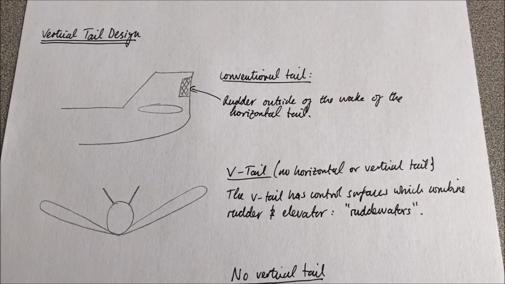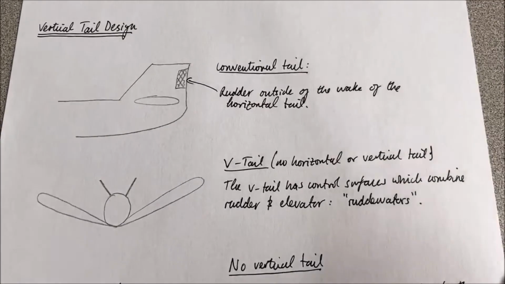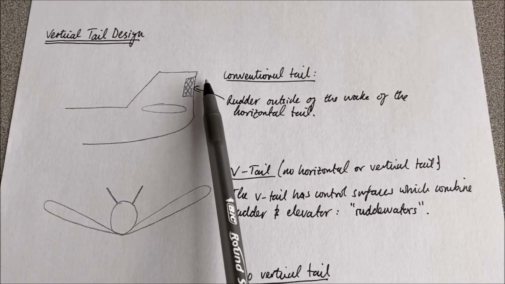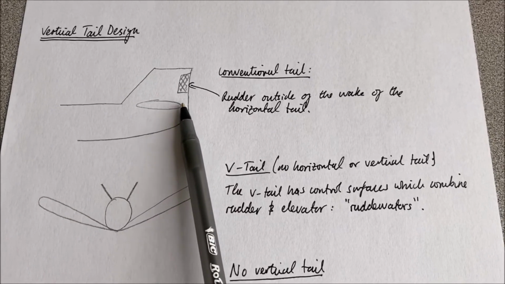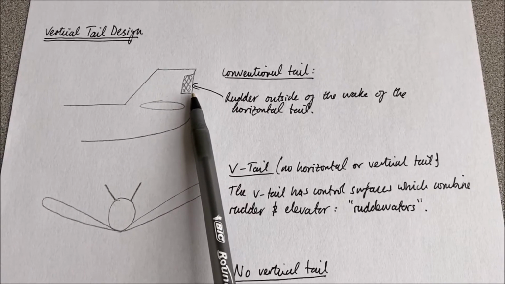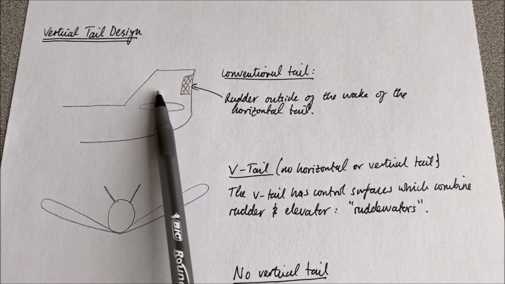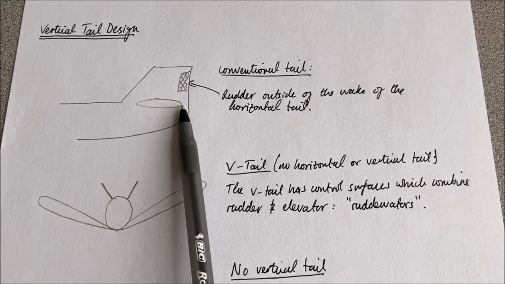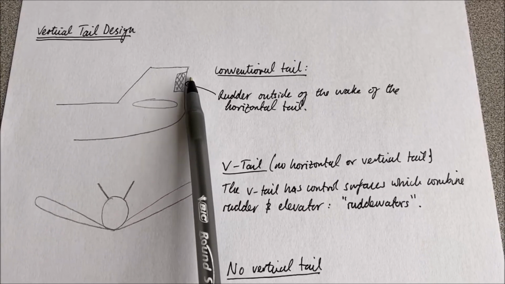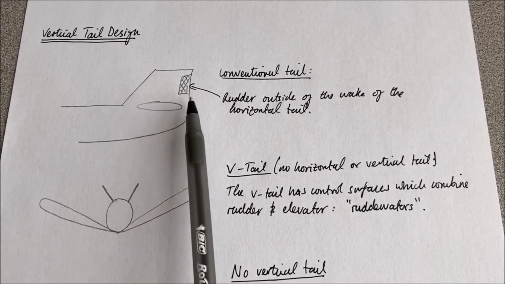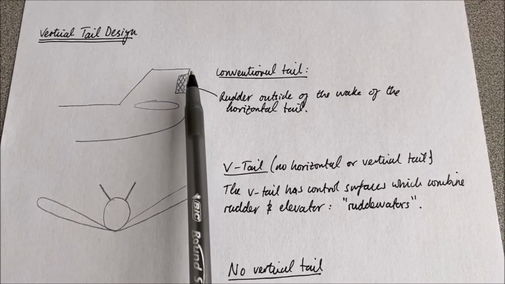So one final thing to discuss here is the potential differences in vertical tail design. In this first diagram, this represents what's known as a conventional vertical tail design, and you can see that typically the rudder position sits high enough up the vertical tail as to be outside of the wake of the horizontal tail, and that allows full control surface effectiveness because it's getting as close to the free stream flow as possible.